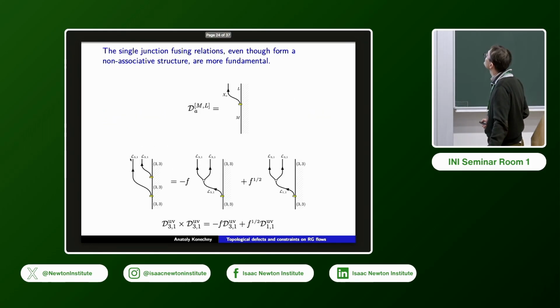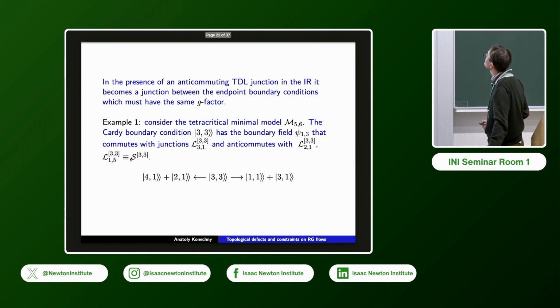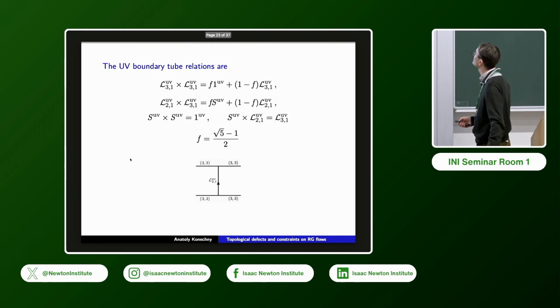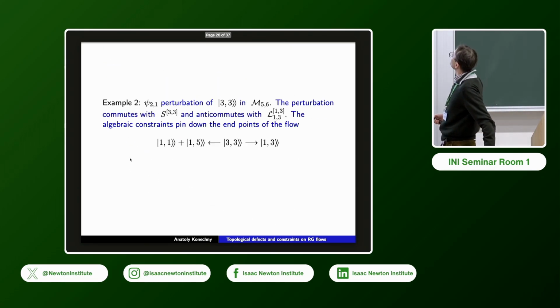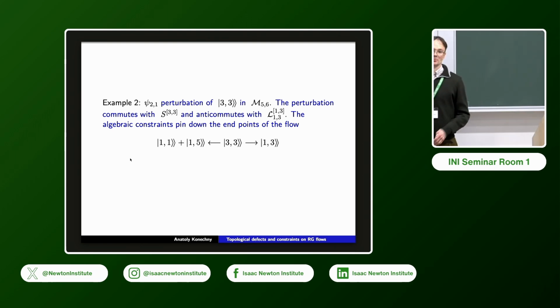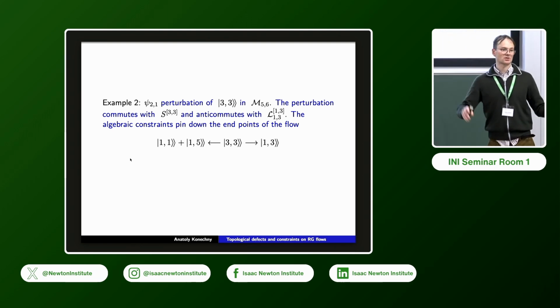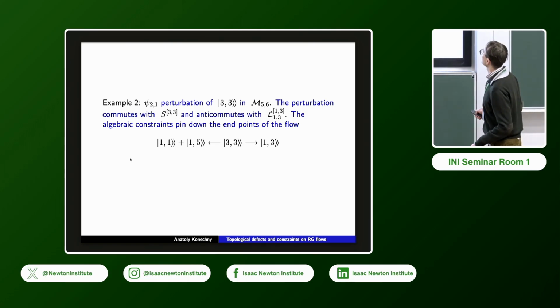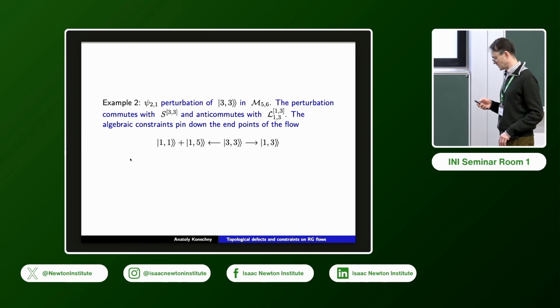What did I have before? Yeah, it's the same model, tetracritical minimal model, the same boundary condition, but instead of 1-3 perturbation, we'll look at this 2-1 perturbation. So we find that it commutes with a Z2 charge and anti-commutes with a non-invertible one. So then, of course, you also use the G-theorem constraints. There are only a few things you can write down, but everything is ruled out except for two possibilities.